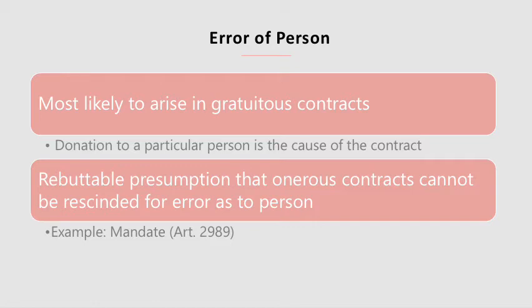which is Article 2989. And it says that a mandate is a contract by which a person, the principal, confers authority on another person, the mandatory, to transact one or more affairs for the principal. So the contract of mandate is being made on a personal basis, the mandatory being chosen by the principal on account of the mandatory's qualities. So error as to the person or the qualities of the mandatory would likely be considered a ground for nullity of the mandate.